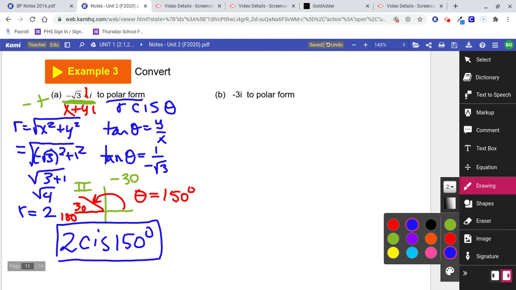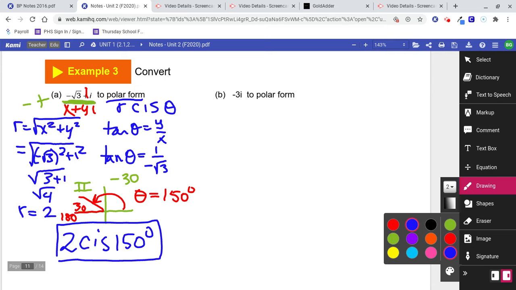If I graphed negative square root of 3 plus 1i, it would put me in the second quadrant. If I graphed 2 cis 150, it would put me in the exact same place. It's the same thing. I just took a vector in one form and changed it into a vector in another form. It's just like Celsius and Fahrenheit. It's just two different ways of talking about the same thing.